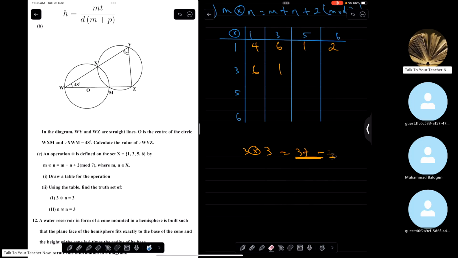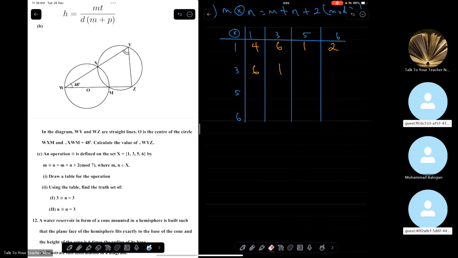All right, Abadu, you go from there. What's 3 circle times 5? I think the answer should be 3. You should be sure now. You can't be thinking. 3 circle times 5 is what? 3 plus 5, 8 plus 2, 9. It's not 3 now.